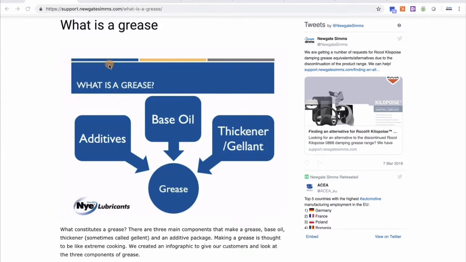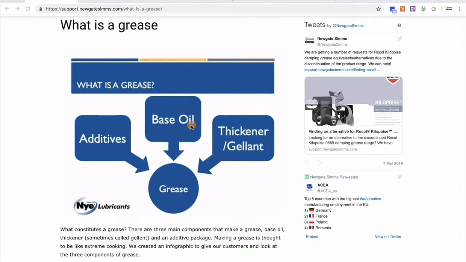The main component of a grease is oil, in the context of making a grease sometimes referred to as base oil. All grease starts life as an oil, and the base oil is the largest component by weight of a grease. Depending on the formulation, base oil typically represents around 75 to 95% of the grease.